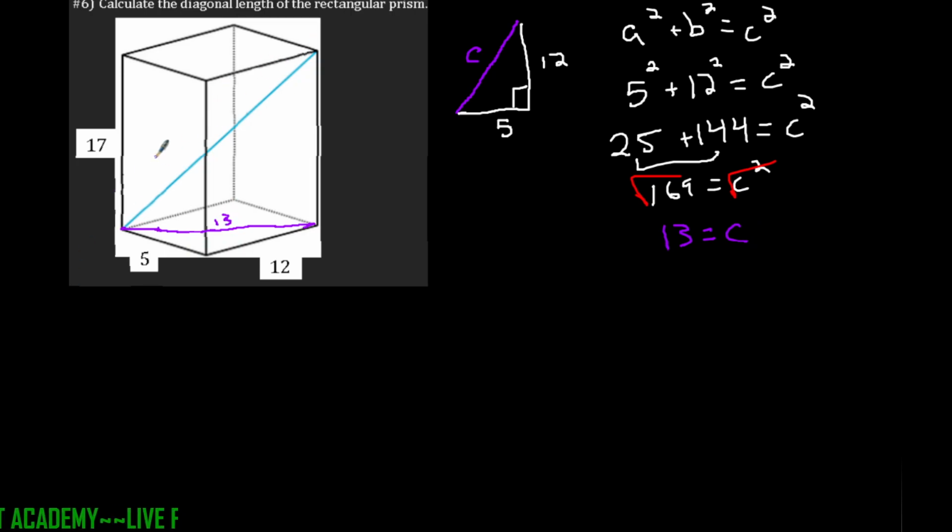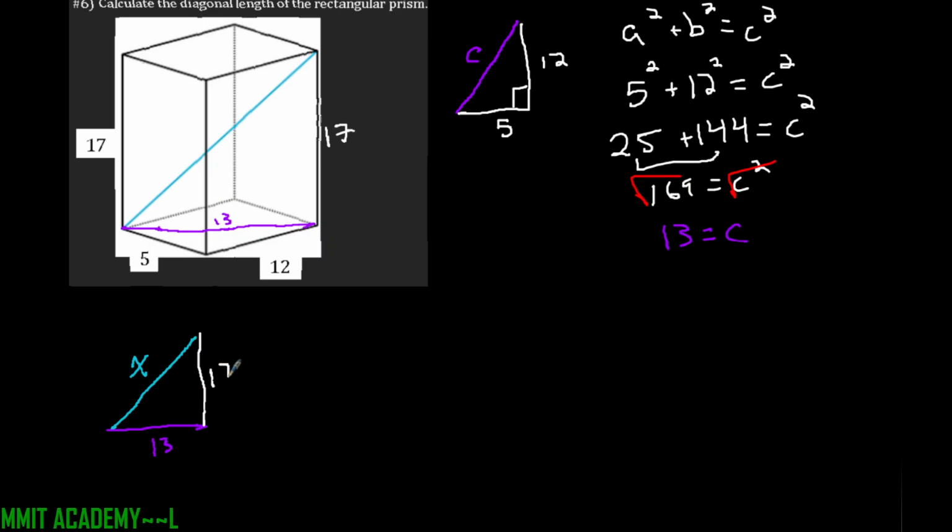We need to find this blue side length. Make sure you remember, though, that, again, the opposite sides on this prism are equal, so this is going to be 17. And so what I can do is draw it like this. I'm going to be looking for this diagonal length in blue. Let's let that be x. I have my purple bottom length, which is 13. And I have my height, which is 17. And so now I need to do those same steps, and I can say what my value is.